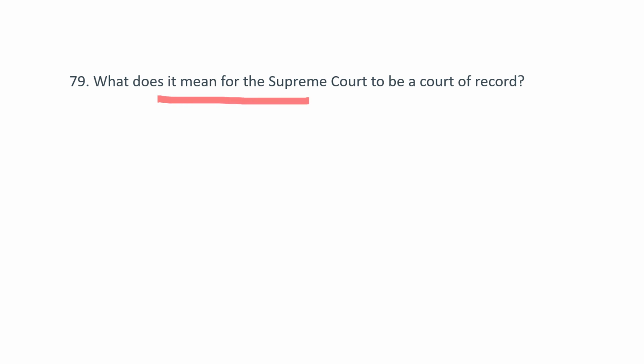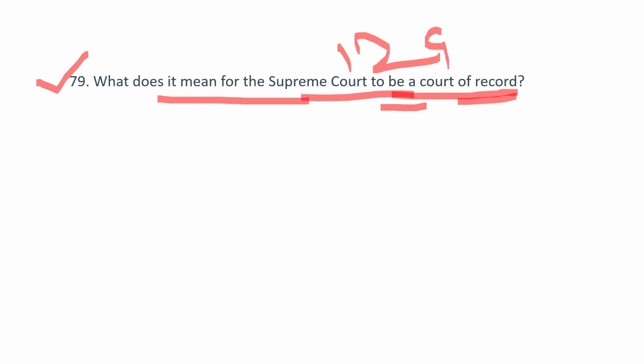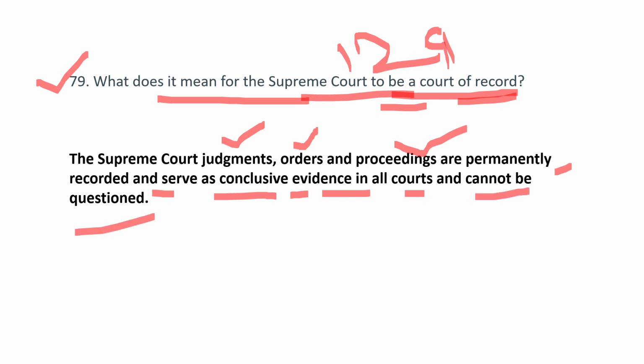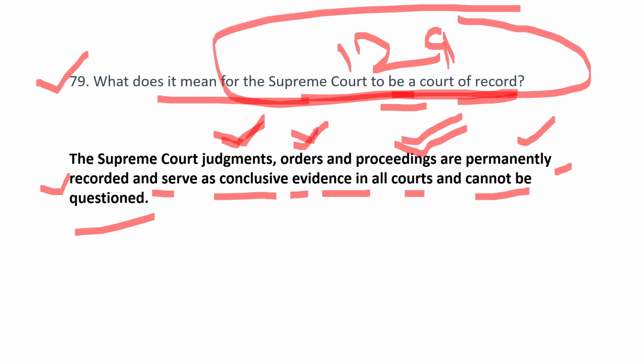What does it mean for the Supreme Court to be a court of record? This question is repeated, we have already seen it, but let us see it again because it is very important. The Supreme Court is a court of record under Article 129. Now, what is a court of record? The Supreme Court judgments, orders and proceedings are permanently recorded and serve as conclusive evidence in all courts and cannot be questioned. That means the Supreme Court judgments, orders and proceedings are all permanently recorded and saved. Thus, the Supreme Court is the court of record under Article 129 of the Indian Constitution. The next question.